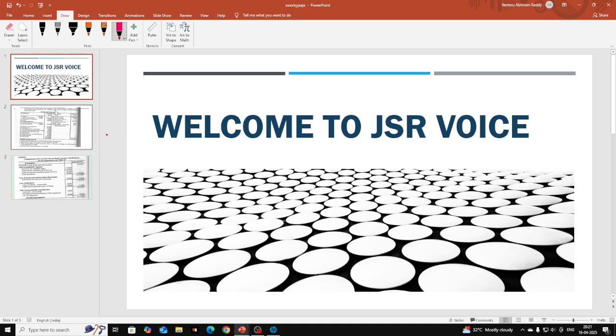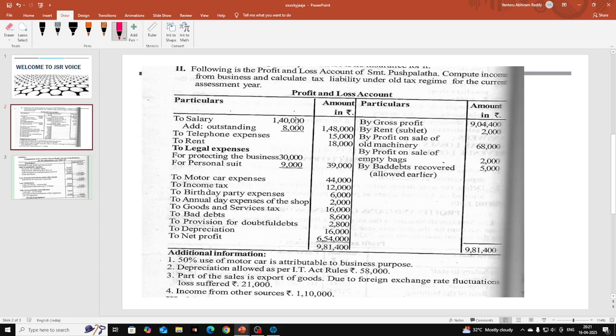There are five heads of income. One is income from salary, the other one is income from house property, third one is income from business or profession, fourth one is income from capital gains, and fifth one is income from other sources.